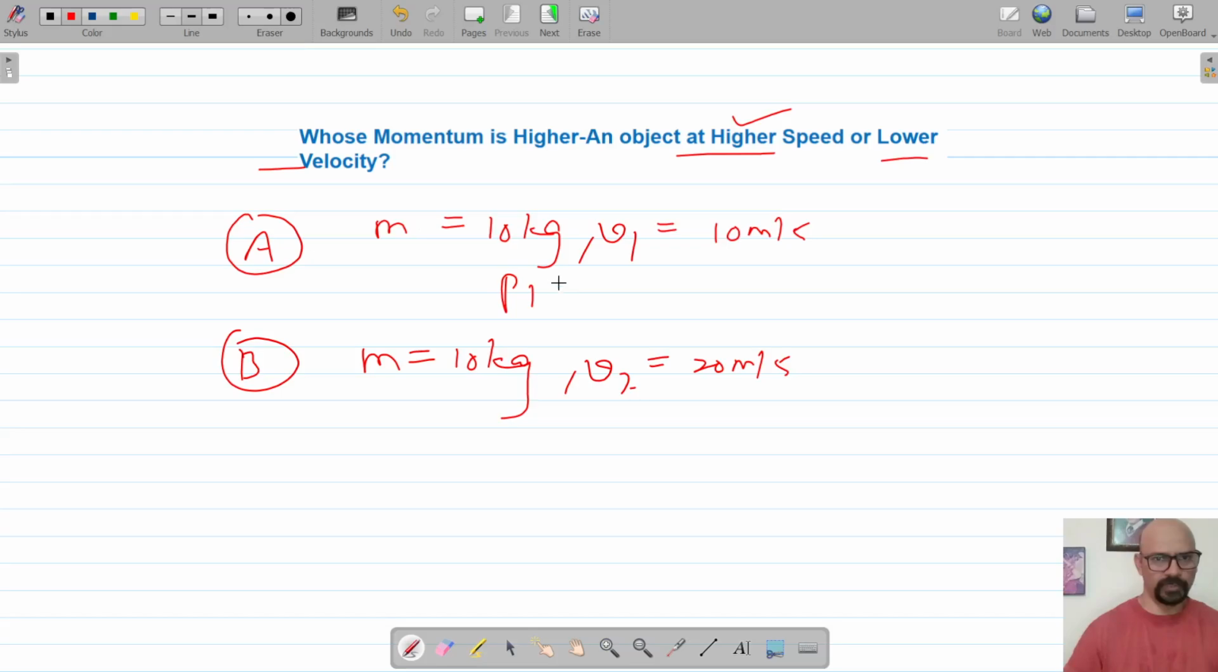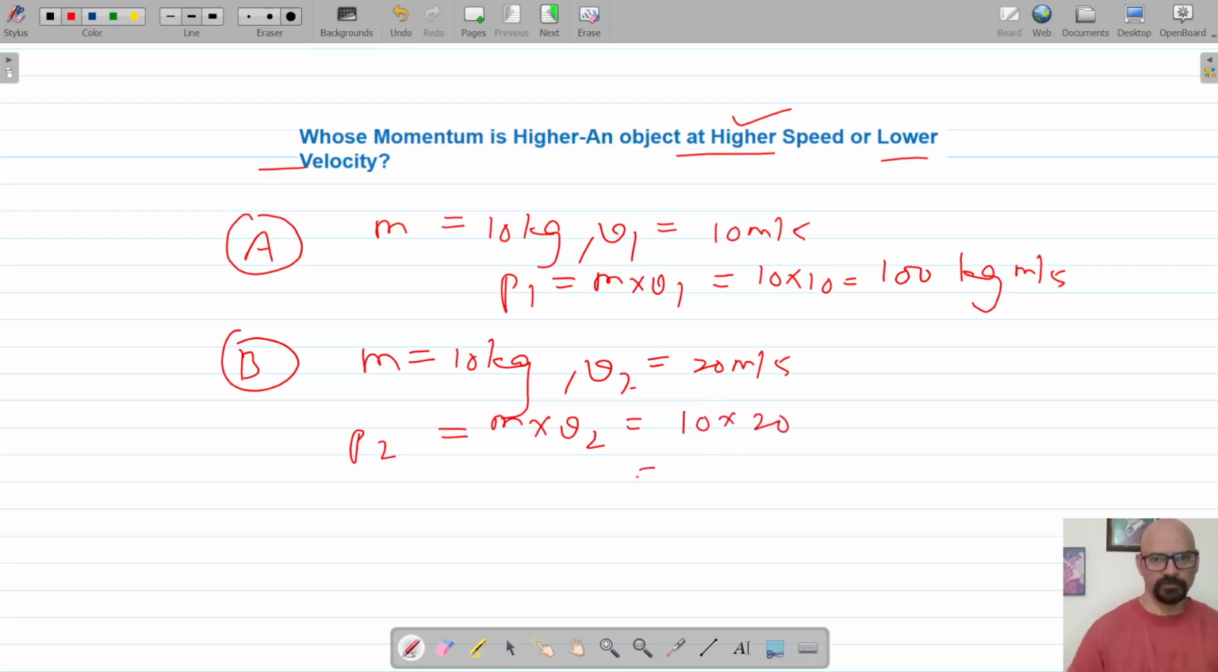Let's calculate the momentum in both the cases. It's m into v1, which is equal to 10 into 10. That is equal to 100. And what is the SI unit? Kg meter per second. Let's calculate the momentum in this case. So this is m into v2. Mass is 10 into 20, which gives us 200. Don't forget to put in the SI units at 200.